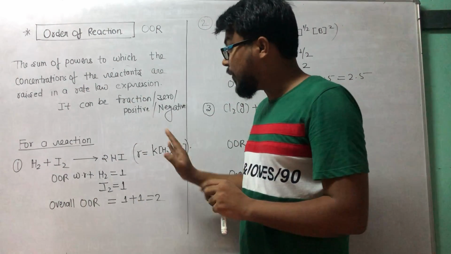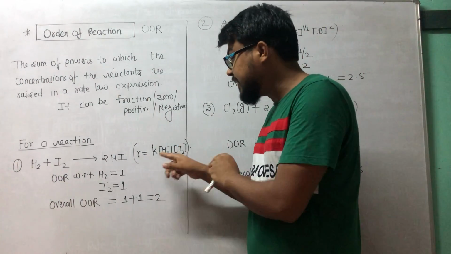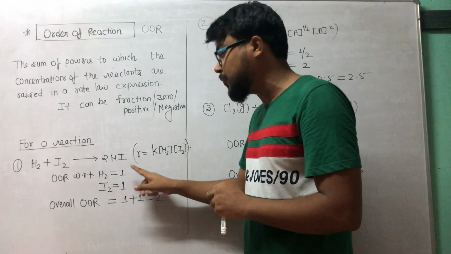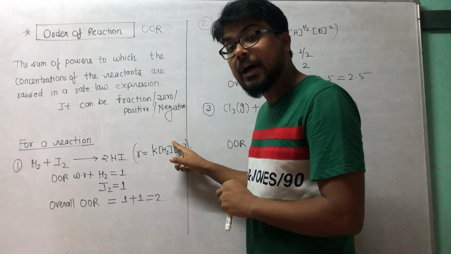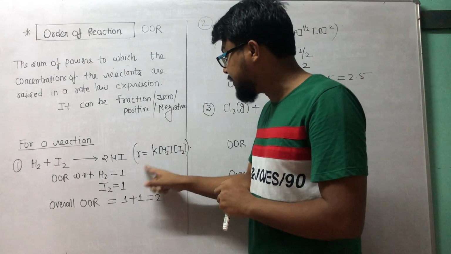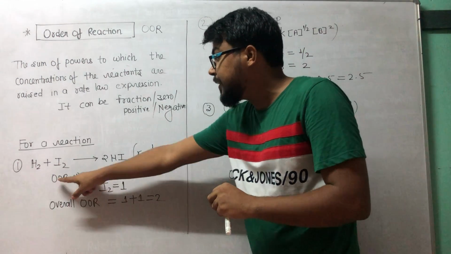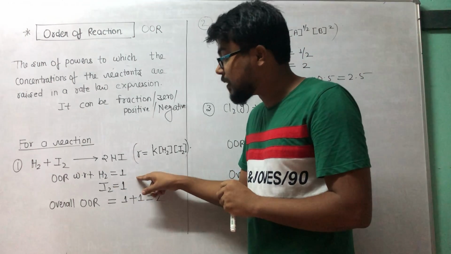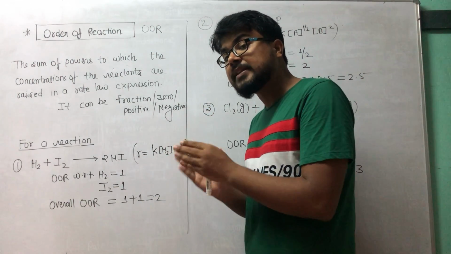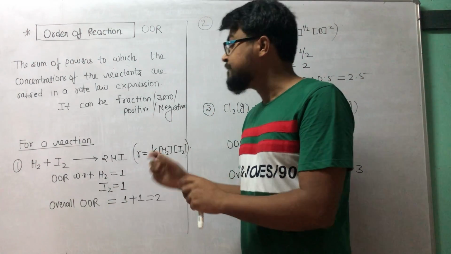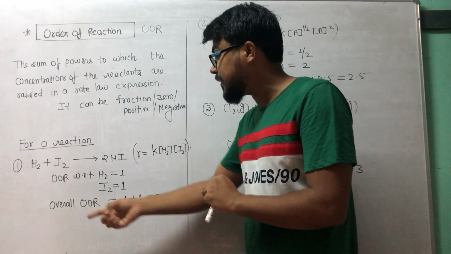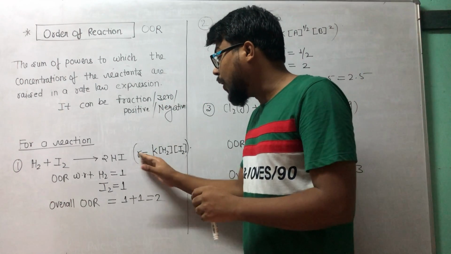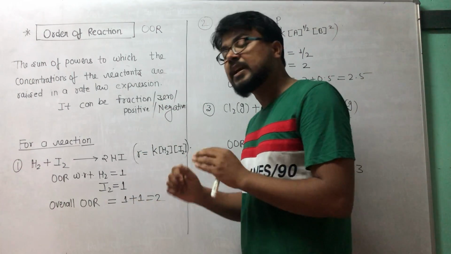Now what is the order of reaction? The reactant terms are H2 and I2. The order with respect to H2 is 1, because the power of H2 is 1, and for I2 it is also 1. But the examiner is asking for the overall order of reaction. He can also ask for individual orders. For the overall order, just sum the powers of all reactant terms: 1 plus 1, the answer is 2.